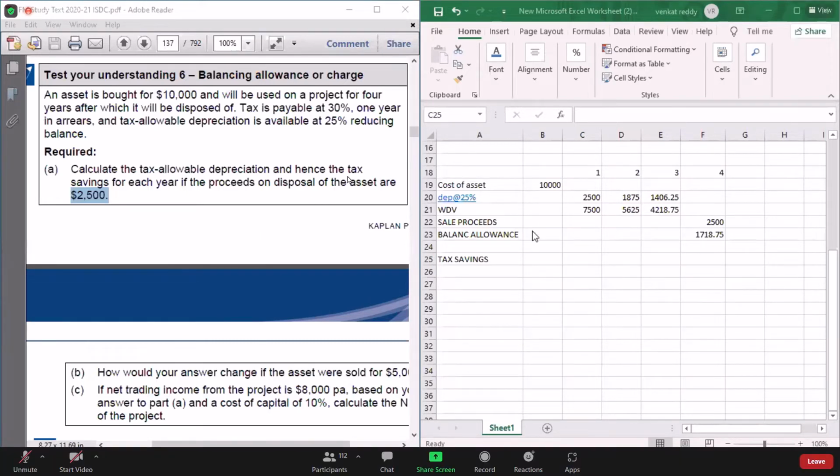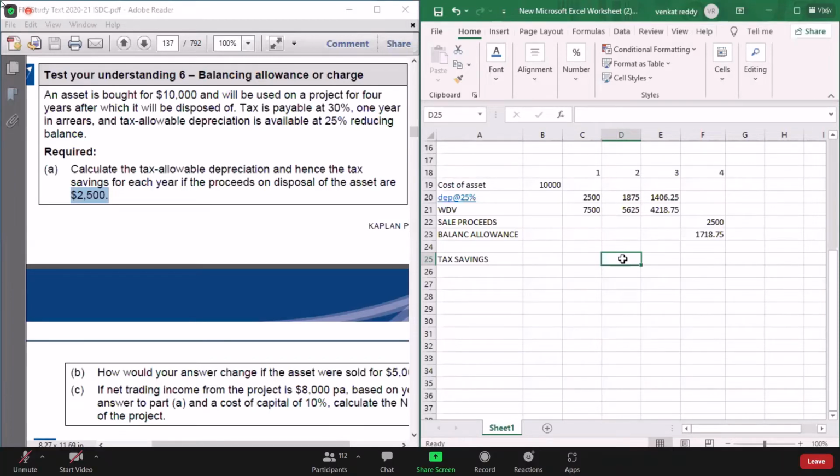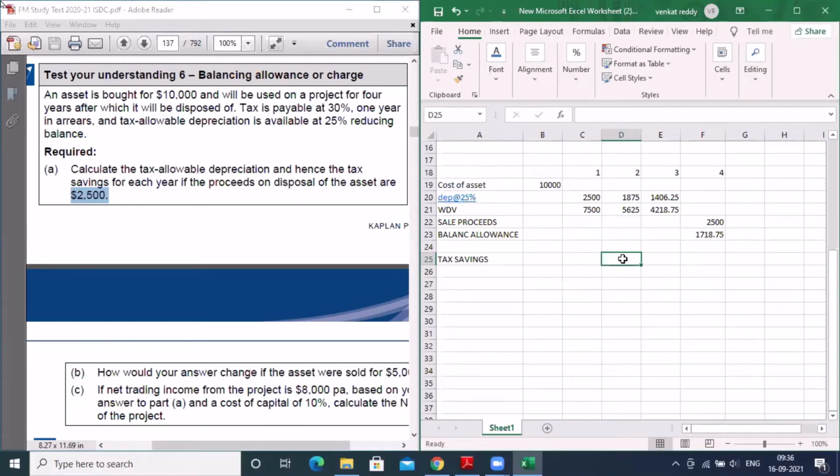Tax is paid in arrears. It means that whatever tax saving we are getting, in case of the first year we won't be having any tax saving, because the tax of the first year will be paid in the second year. It is clearly mentioned: tax is paid 1 year arrears. I just highlighted it in the question. You can see that. So it means that the tax saving in the second year will be 2,500 into, what is the tax rate here? 30%.